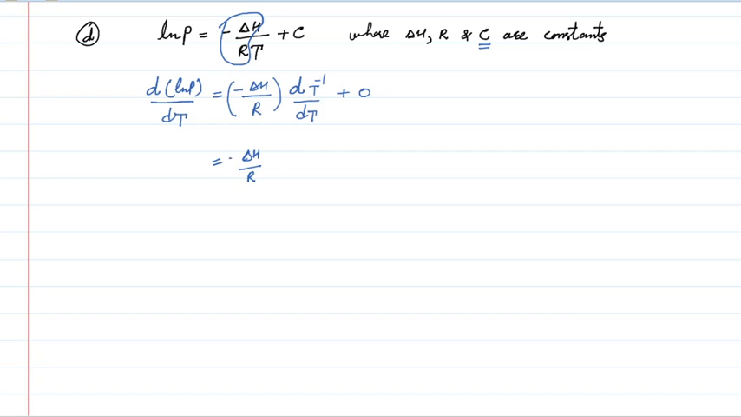I will write that first so that you will understand. So I will differentiate this one. It will be minus 1, T raised power minus 1 minus 1. Okay, so it is now very easy. Minus 1 and minus, it will be plus. You can write it as delta H upon R, T raised power minus 2, or simply in this form also, delta H upon R T square. So the derivative of ln P with respect to temperature is basically equal to this much.